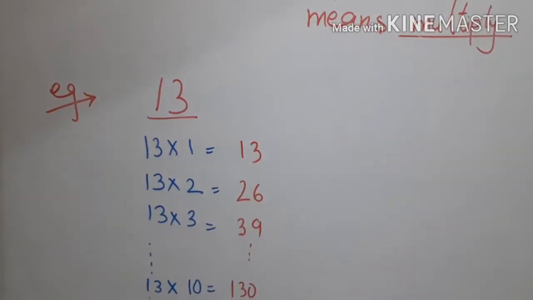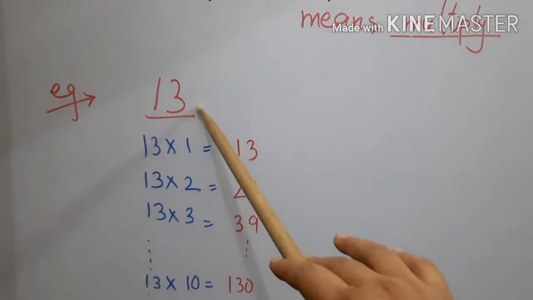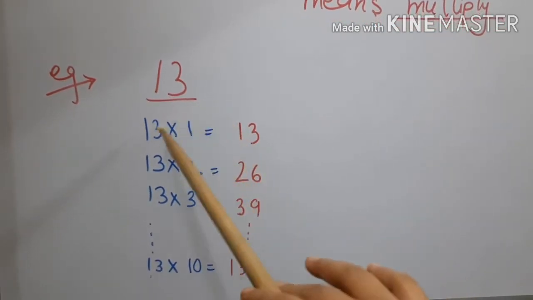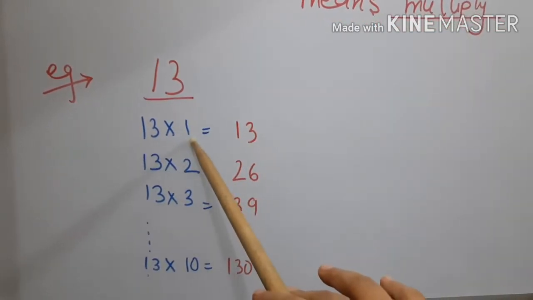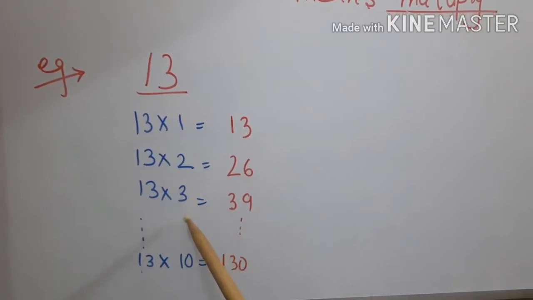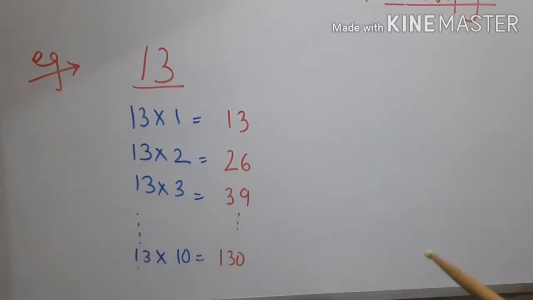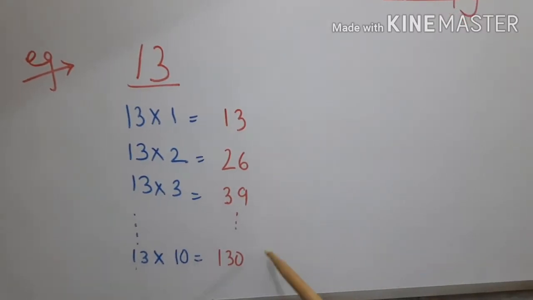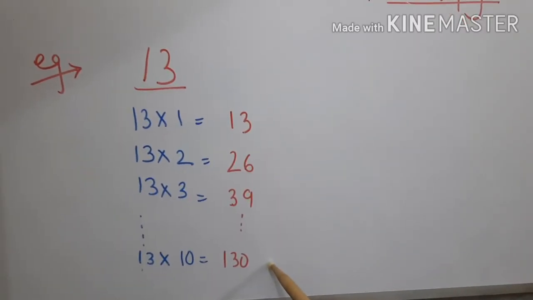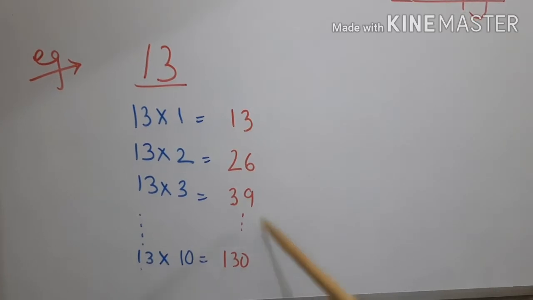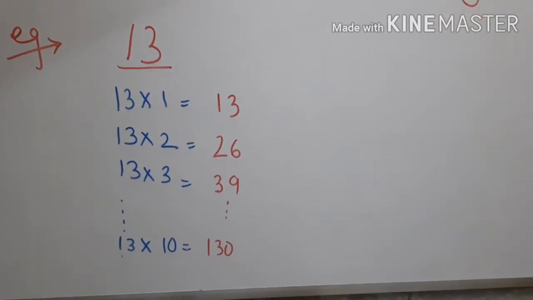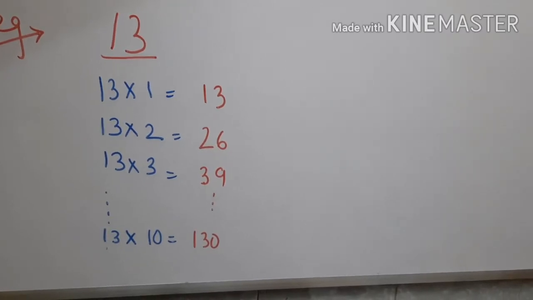If we are going to find multiples of 13, we can find as many as we want. Just multiply the number with 1, 2, 3, 10, 100, 1000 and so on, and you will get its multiples like this. So what we learn: multiples are infinite, and when we talk about factors, they are finite in number.